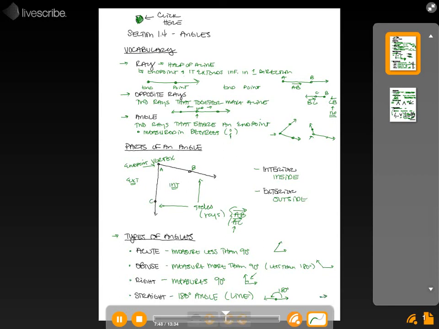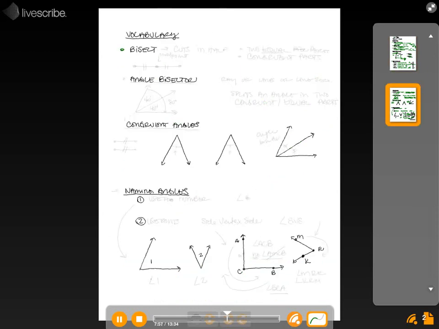Next thing we're going to talk about is some more vocabulary. These are words that you will see throughout the year again, so make sure that you understand what they mean. Bisect is really important. Bisect means it cuts something in half. And it depends on what we're talking about. You can bisect a line segment, you can bisect an angle, which is what we're going to look at here in a minute. But bisect means it cuts it in half. Okay? So 2 equal pieces.